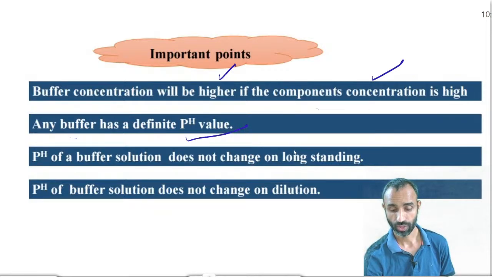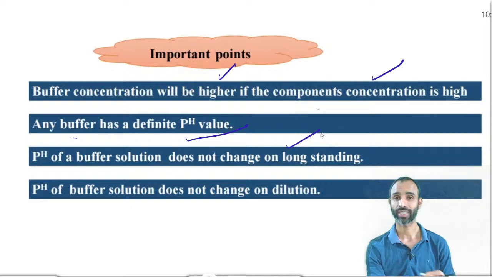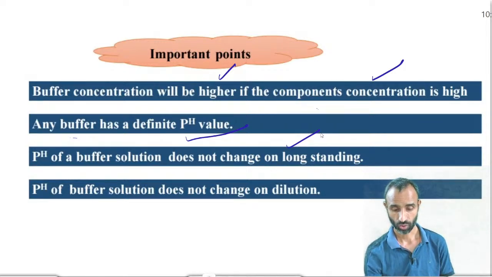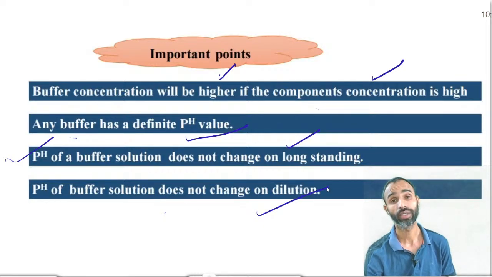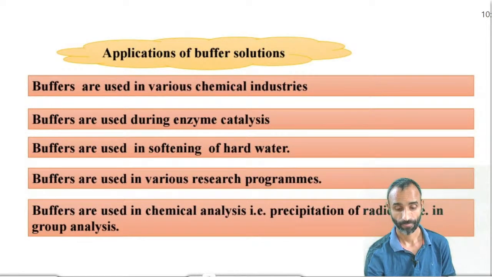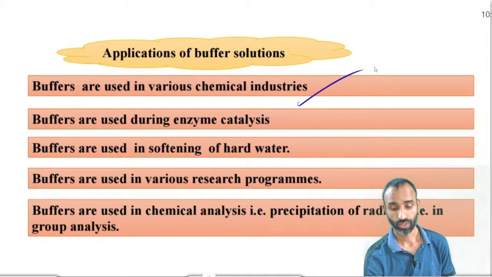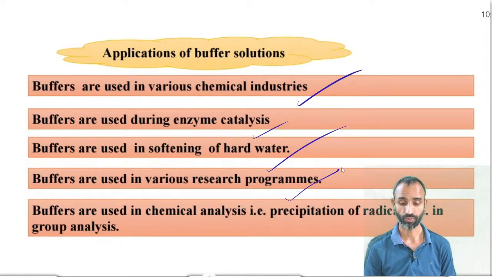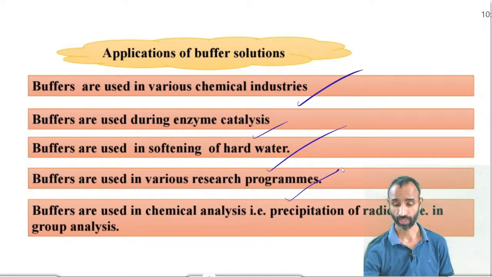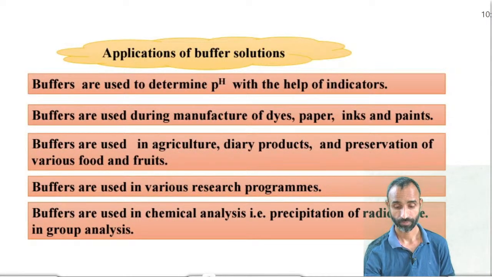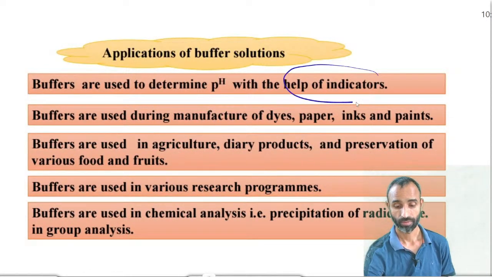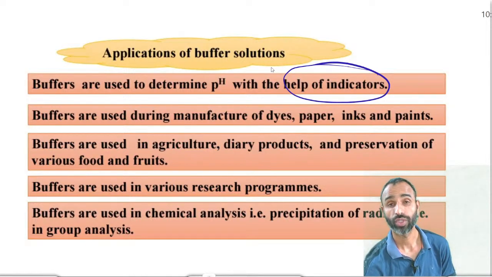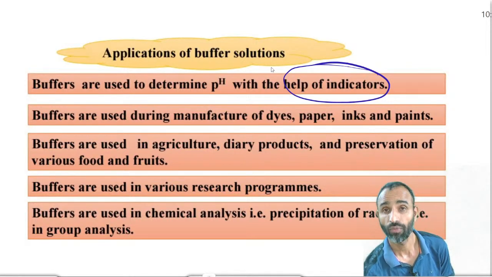pH of buffer solution does not change on long standing. If we keep it stored, pH does not change, and pH of buffer solution does not change on dilution even. So it is used in chemical industry, enzyme catalysis, softening of hard water, even various research programs. Buffer is very, very important even in chemical analysis. Buffers are used to determine pH with the help of indicators.